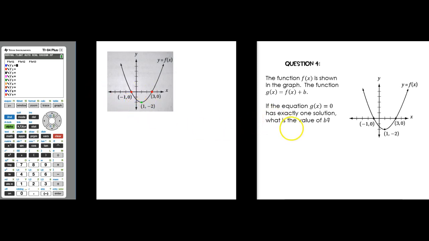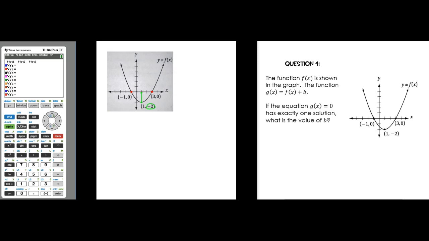Now, in the story, they're telling us that the g of x function, the transformed function, has only one solution. That means that this vertex must come up to the x-axis, and that must be the only point where the function g of x crosses the x-axis. So we have to ask ourselves, all right, how do we get this parabola to go up to the x-axis? Well, let's take a look and see where this vertex is located right now. Right now, it is currently located at y equals -2.